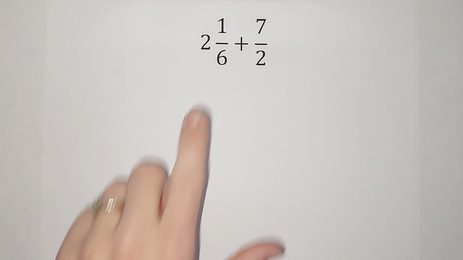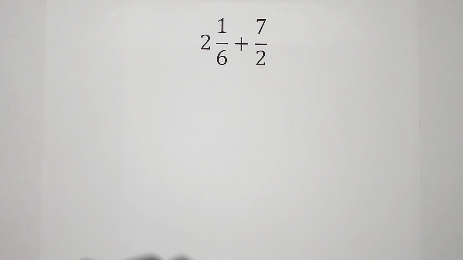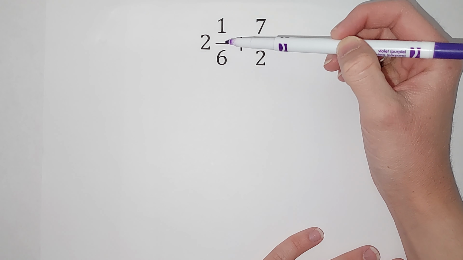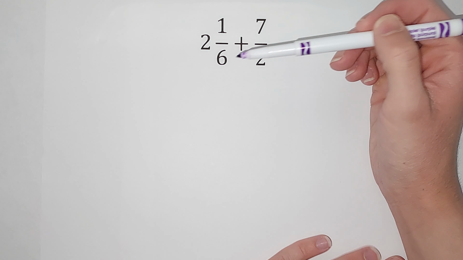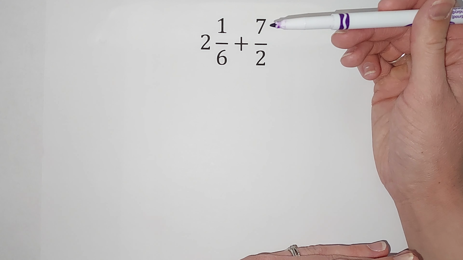Hey guys, we are going to add a mixed number and an improper fraction, and it's very exciting, okay? So actually, before I do this, it's kind of a trick question, not really, because I'm actually going to turn my mixed number into another improper fraction, okay? That's just the easiest way to add them.